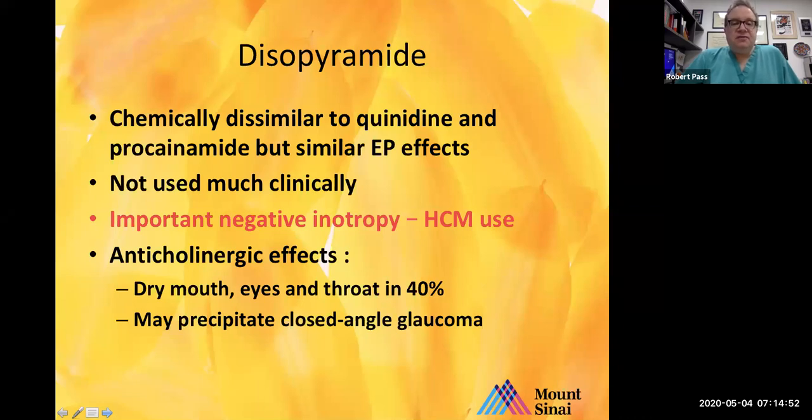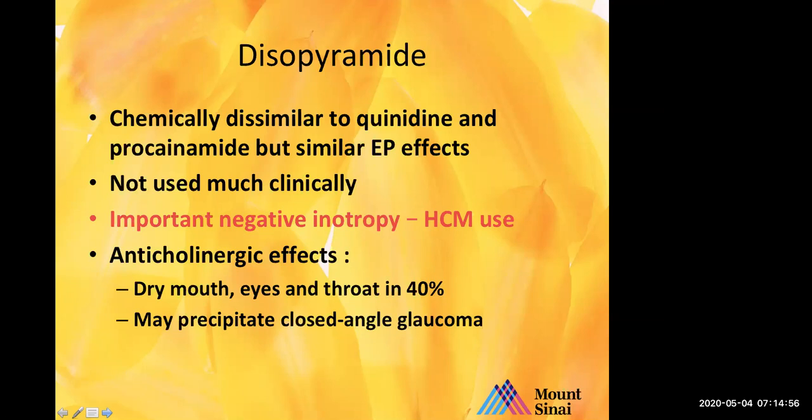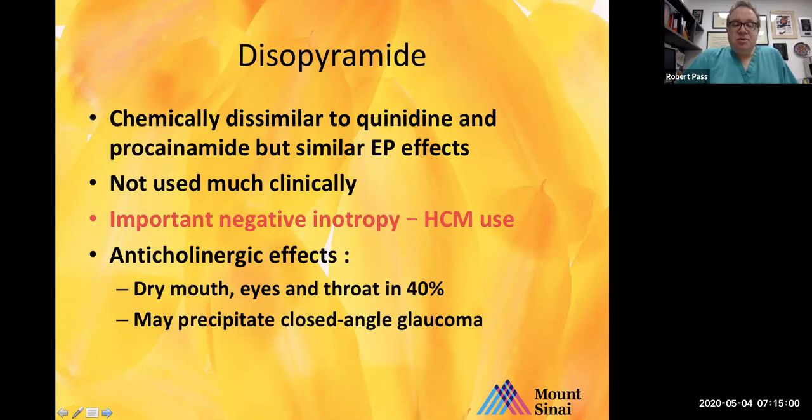The side effect of disopyramide is it has a lot of anticholinergic effect, causes dry mouth, eyes, and throat in 40%, and it can precipitate closed angle glaucoma. So want to be careful with your many glaucoma patients.